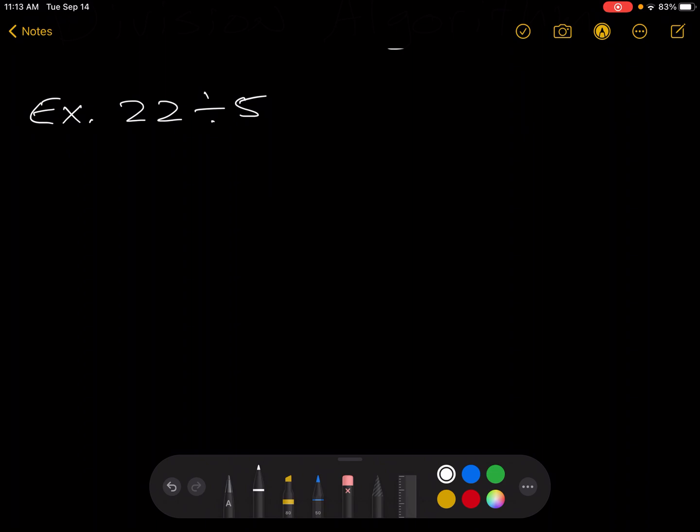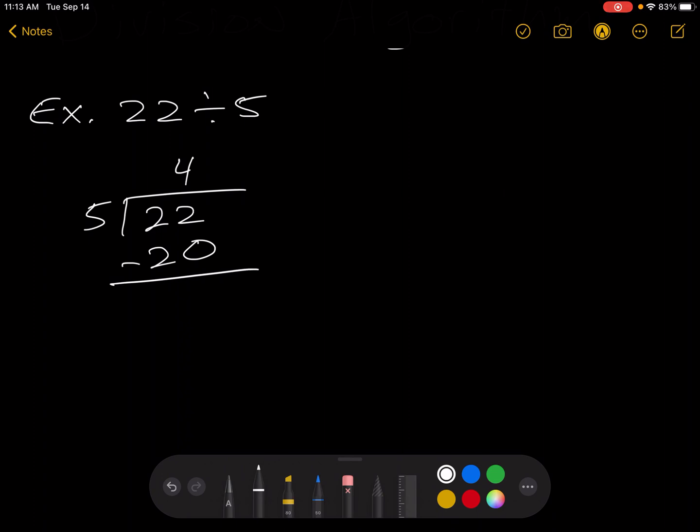Now, if you were to go about the algorithm of division, what would happen? Let's see, you would do something like this. You would say 22 divided by 5. 5 goes into there 4 times. 5 times 4 is 20. Subtract. Your remainder is 2.